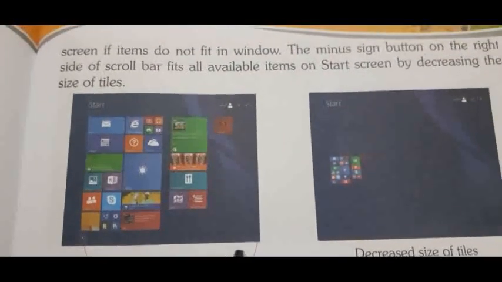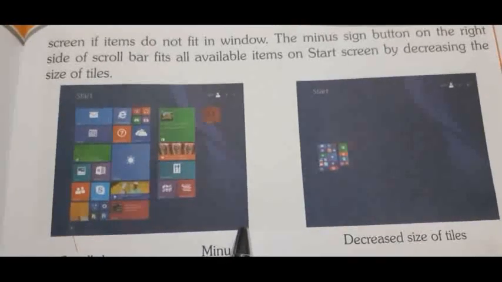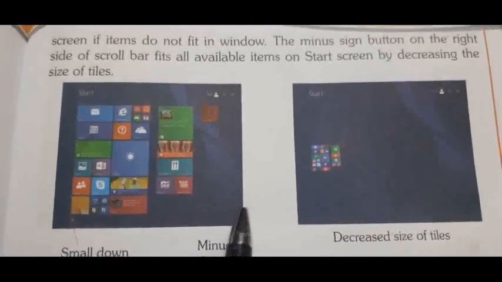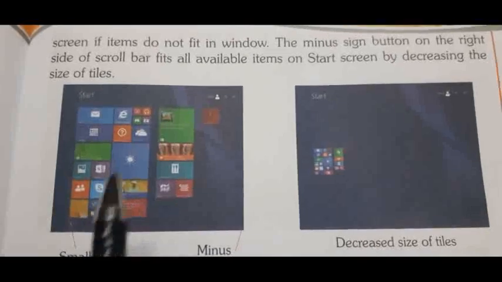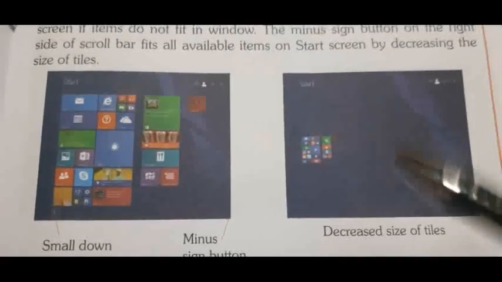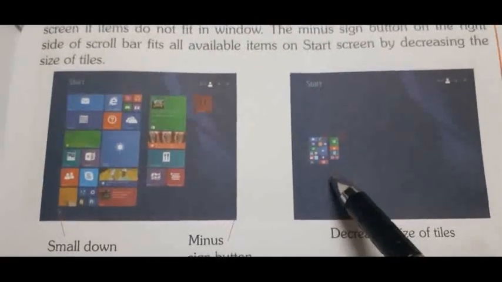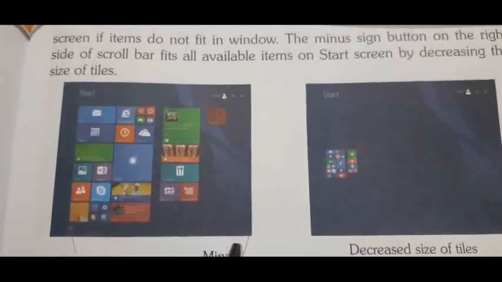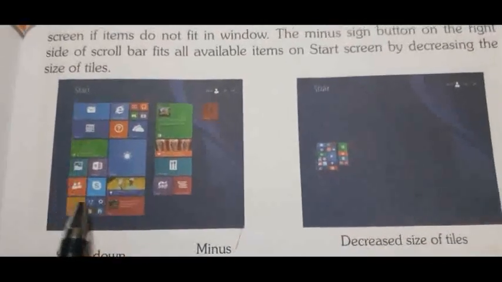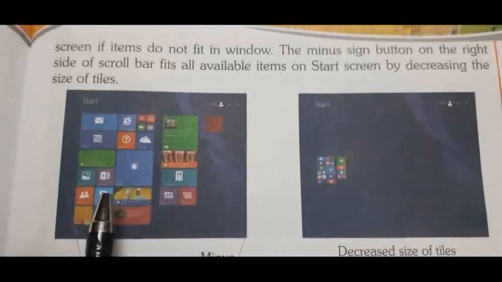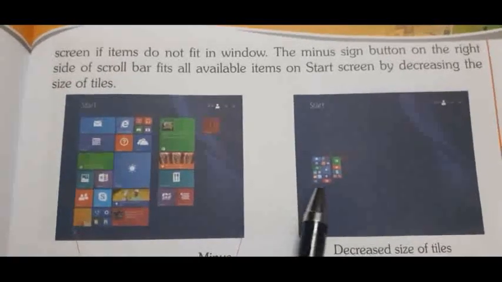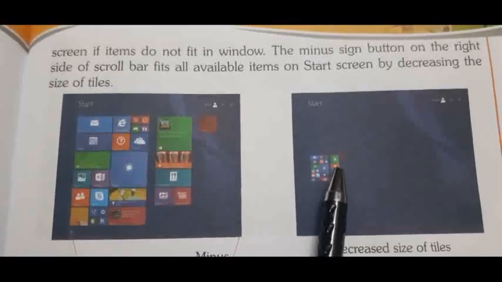This minus sign button on the right side of the scroll bar fits all available items. Which items are available in our computer? All items will decrease their size and become small size. Okay, children. So if you click on this minus button, here we are seeing only some apps, some tiles only. If you want to see all tiles, if you click on this minus button, all tiles will decrease their size and all tiles will appear on the screen.